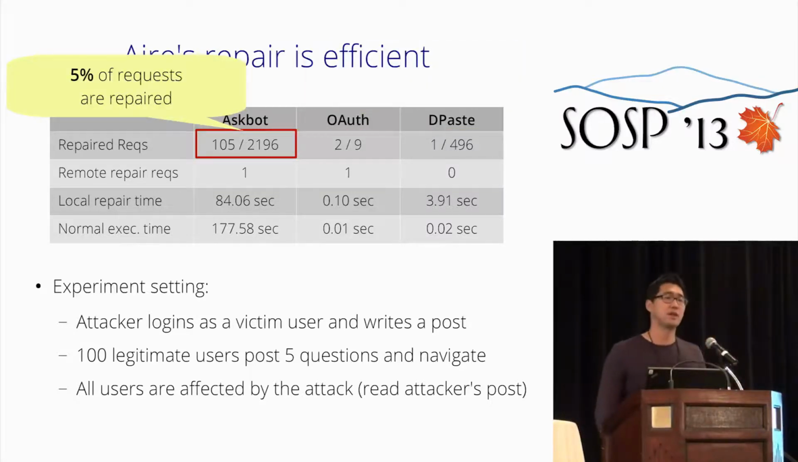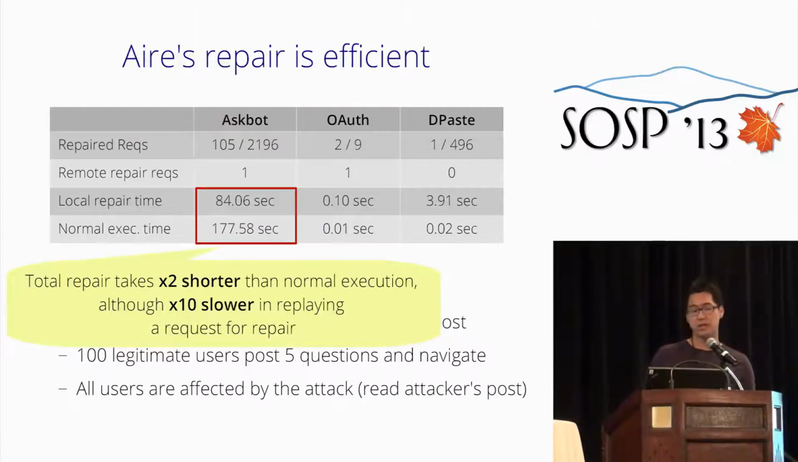Quantitatively, we needed to re-execute about 5% of total requests. In terms of repair time, our repair takes about 2 times shorter than the normal execution, although re-executing a single request for recovery takes 10 times slower than the normal execution, because every time we access the database, we need extra communication between the repair controller and the original web service.